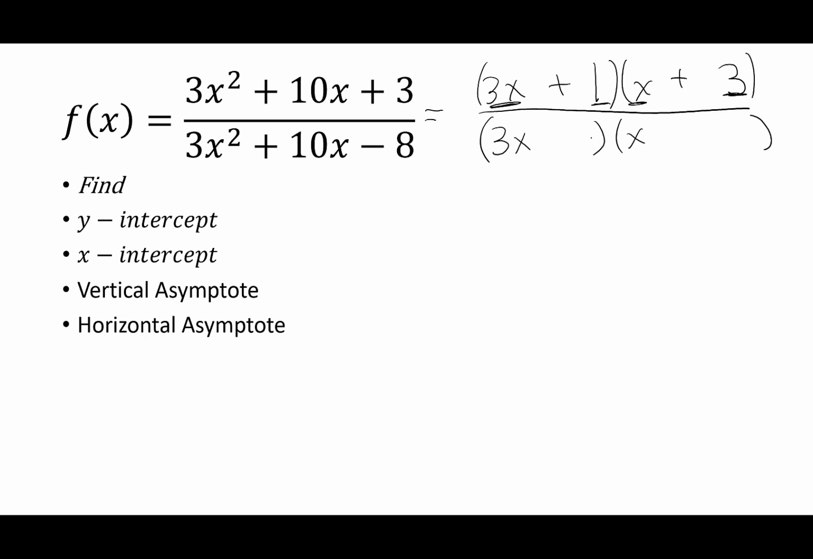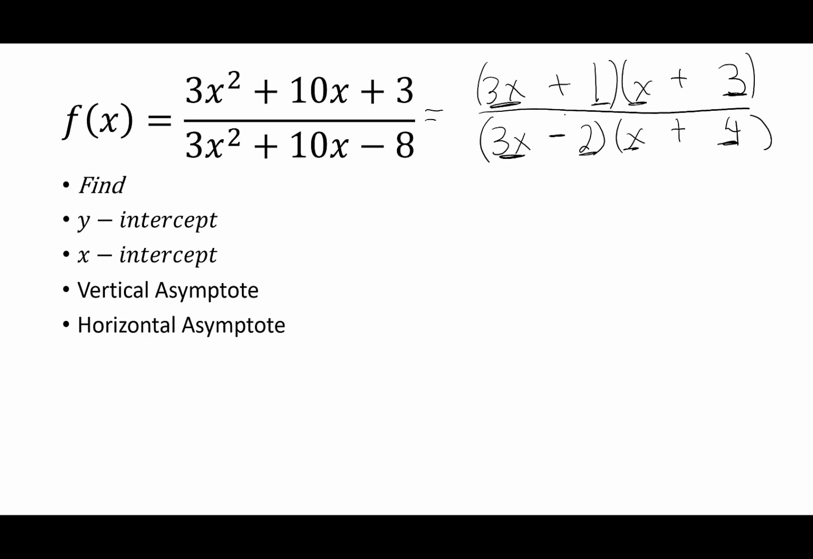The same kind of thing in the denominator. I have 3x² has to break up into 3x and x. And the question is, do I break up 8 as 8 and 1, or do I make it 4 and 2? And you really want to make it 4 and 2, where you have 3x times 4, that becomes 12, and then 2 and x becomes 2. So if I have positive 12 minus 2, that'll give me my 10x in the middle.